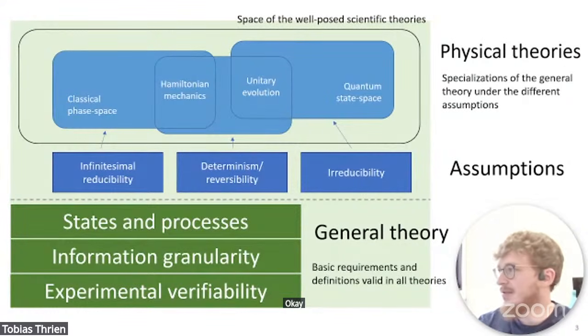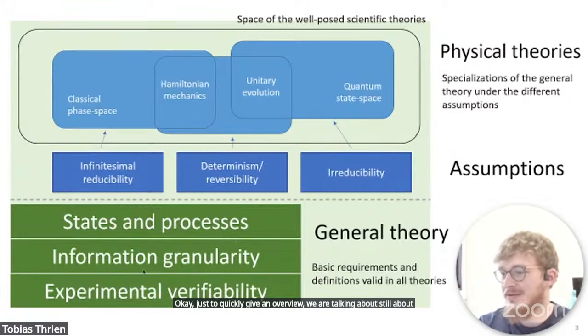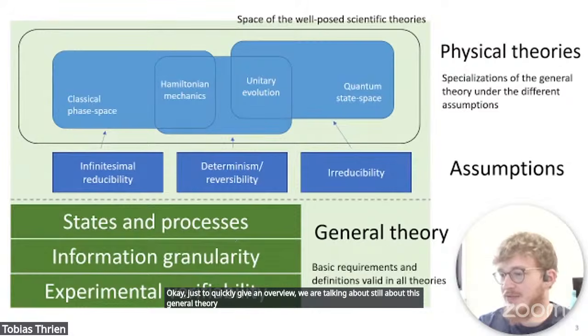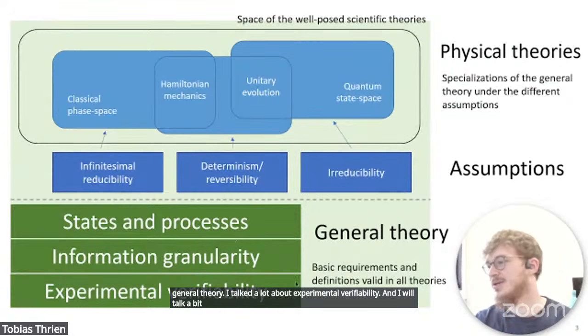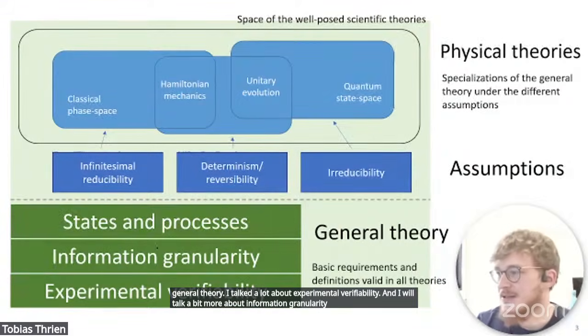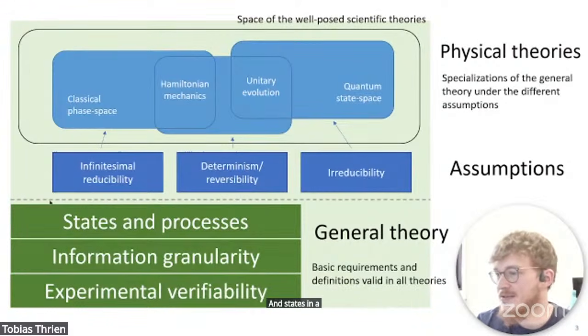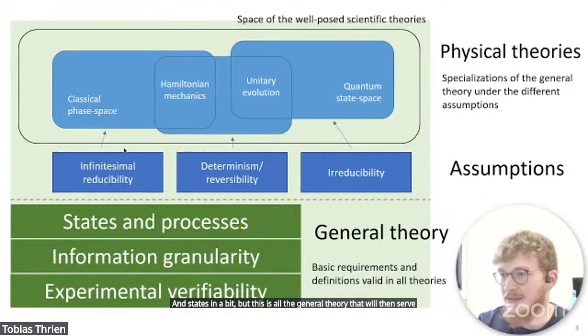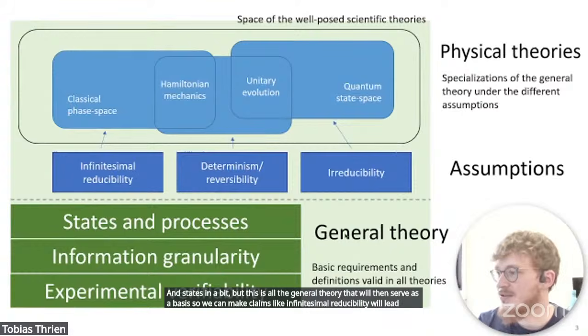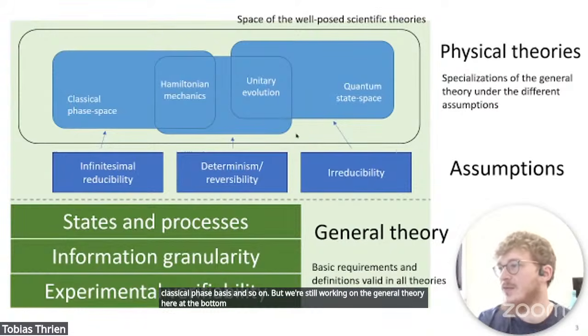Okay, just to quickly give an overview, we are still talking about this general theory. I talked a lot about experimental verifiability, and I will talk a bit more about information granularity and states in a bit. But this is all the general theory that will then serve as a basis so we can make claims like infinitesimal reducibility will lead to classical phase spaces and so on. We're still working on the general theory here at the bottom.